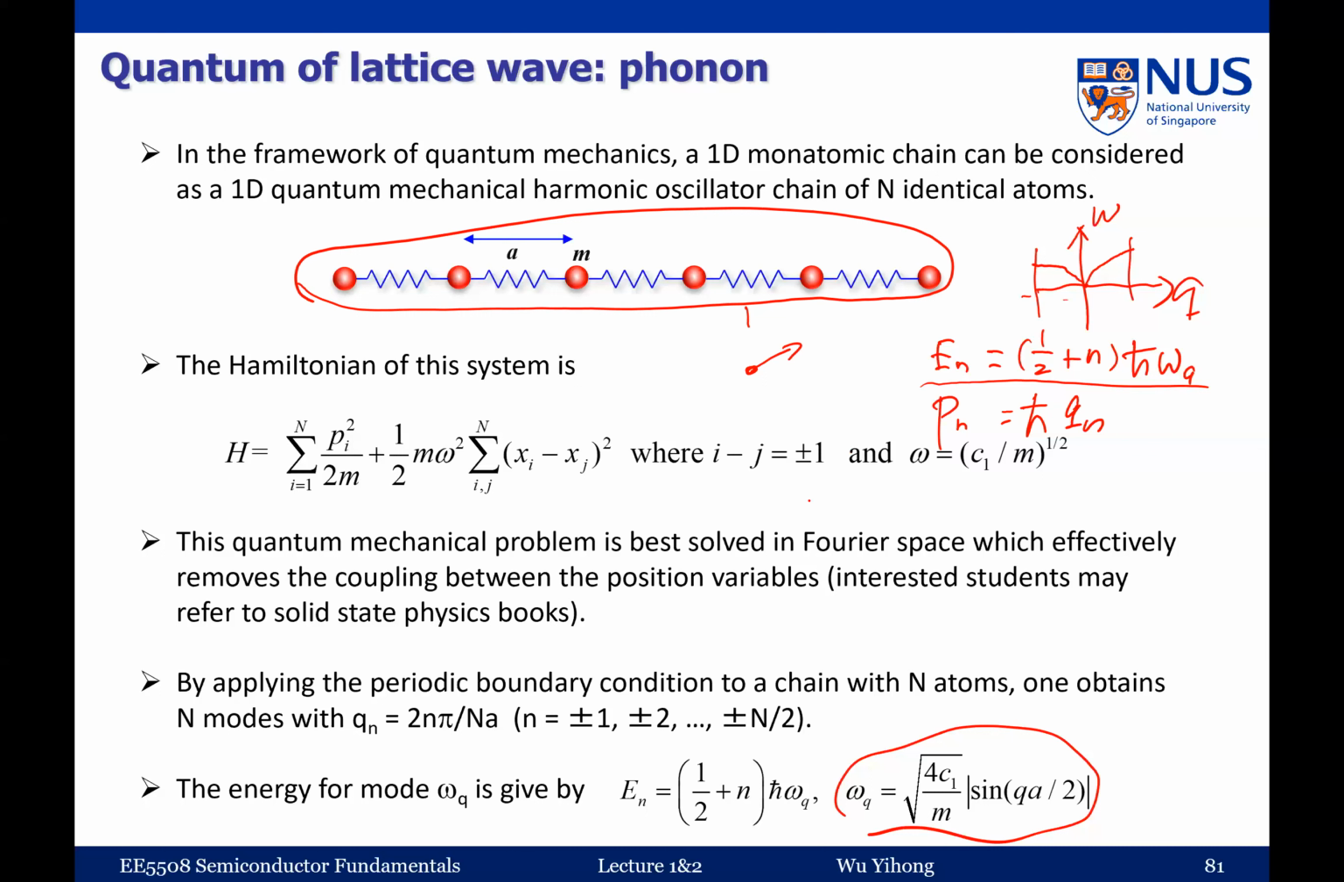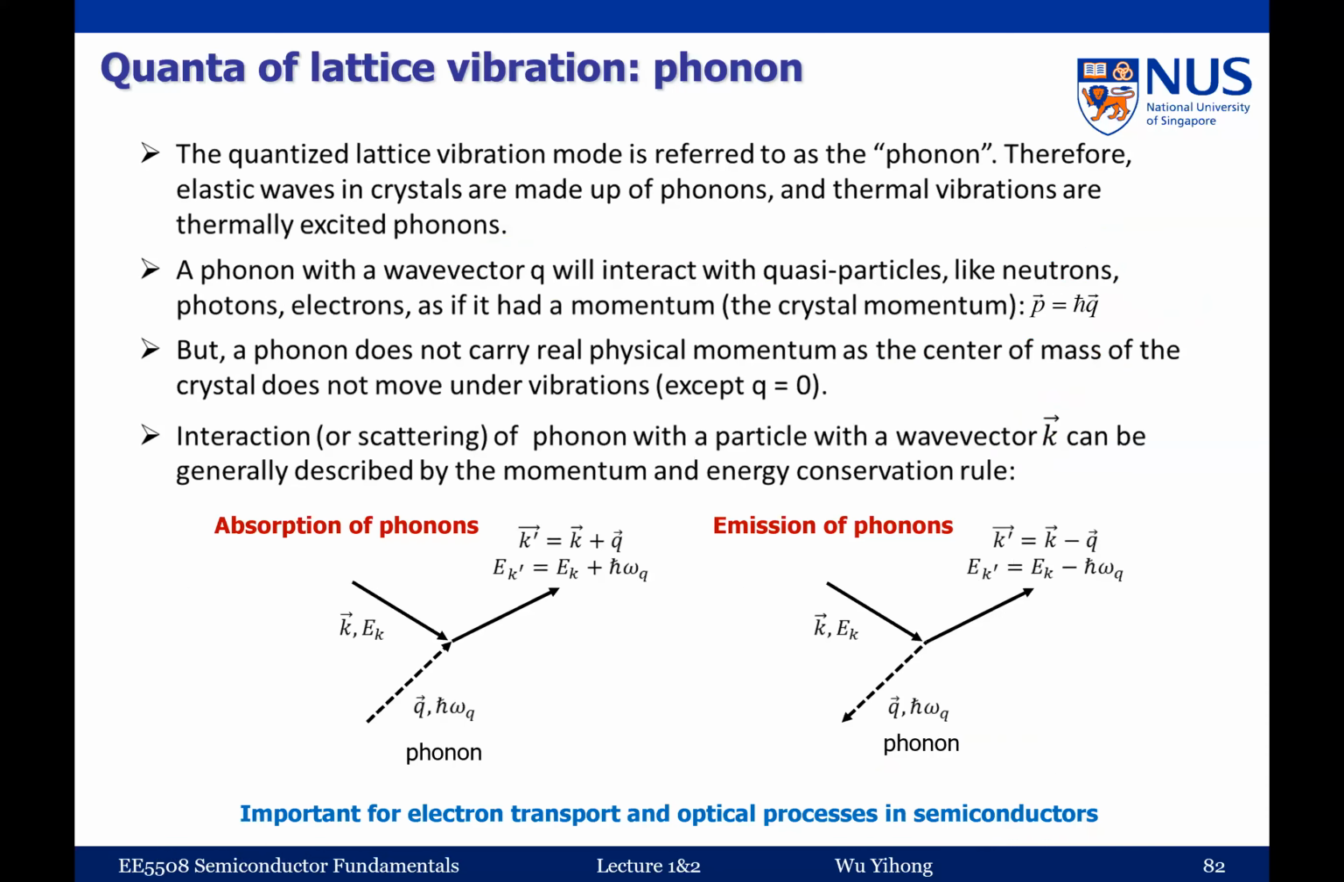So then you can use this to describe the interaction between the phonon and the other particles, for example, electrons and photons. So it will make things much simpler. So basically this picture, right? The quantization of this lattice vibration is called a phonon.